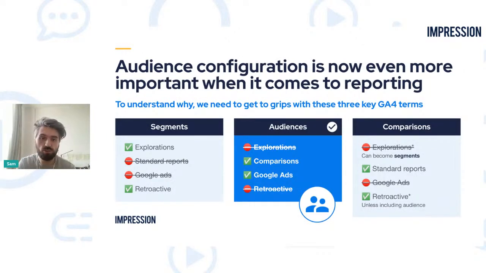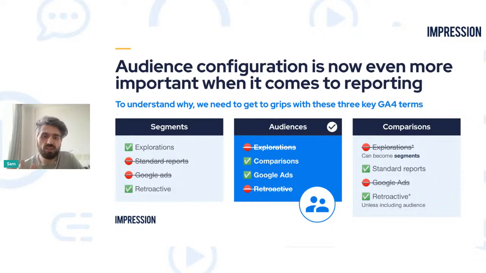Audience curation is super, super important in GA4. A lot of reasons for this. To understand it, we need to understand 3 key terms. So I'm just going to run through these things quite quickly. Segments, you will know from Universal Analytics. It's the button at the top. You select either paid clicks or all traffic, etc., etc.